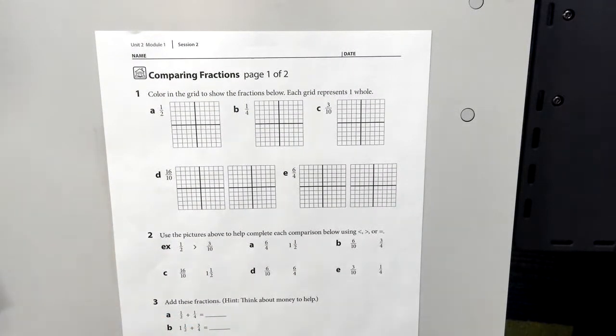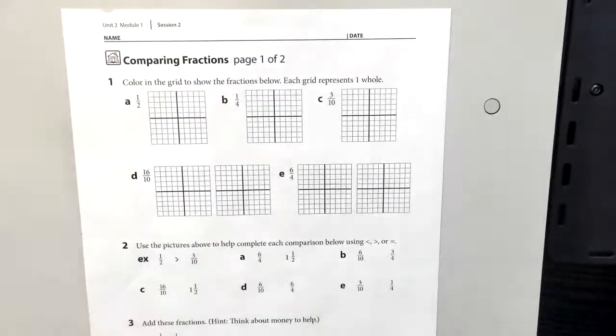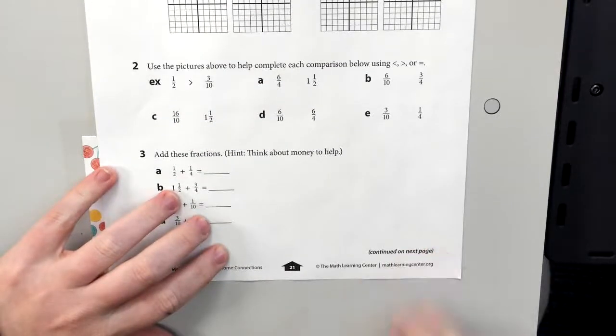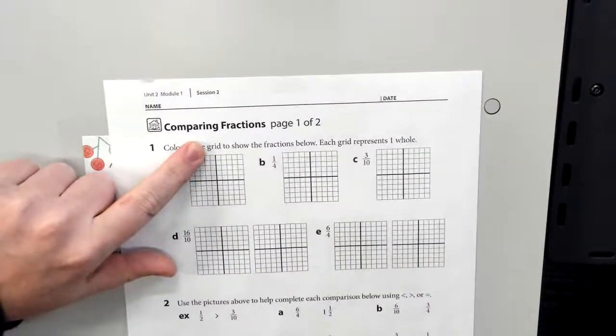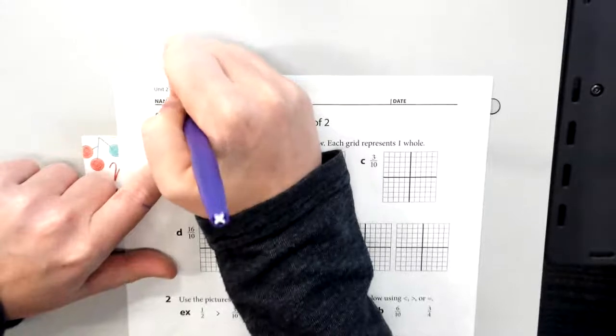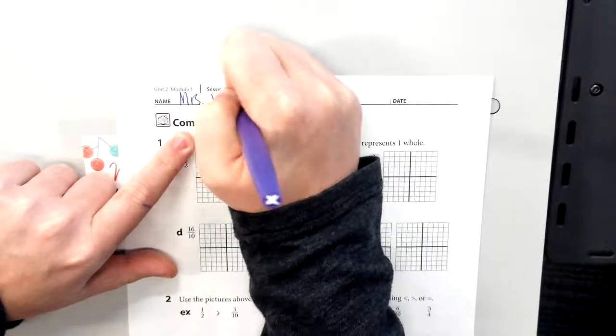Hi guys, today we are going to work on Home Connection, page 21 and 22, titled Comparing Fractions. Please put your name and number up at the top.